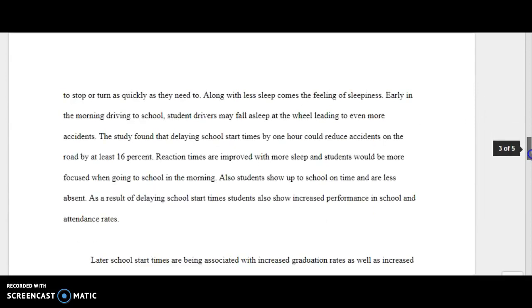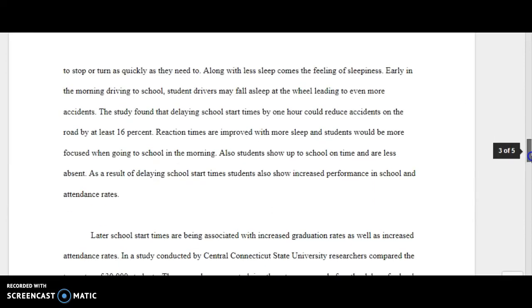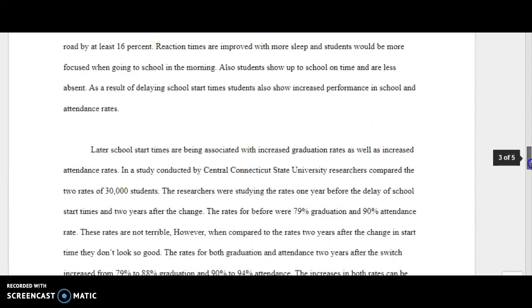Good. Now you're talking about why this is a problem and why people should care. The possible risk of car crashes and other issues, things that could happen to kids.